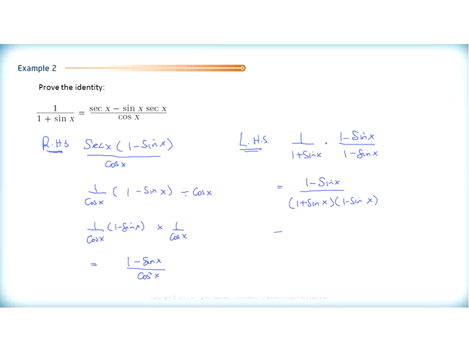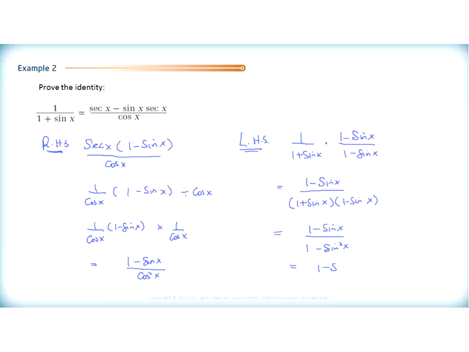Now, if we multiply the denominators together, we're going to end up with 1 minus sine x in the numerator. If you multiply your denominator, 1 times 1 is 1. You've got a minus sine x and a plus sine x, they'll cancel. And I've got to subtract sine squared x.